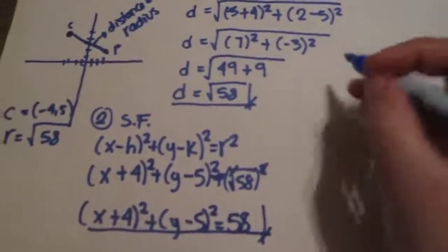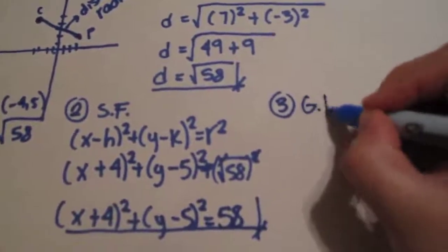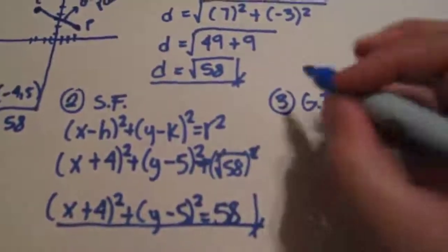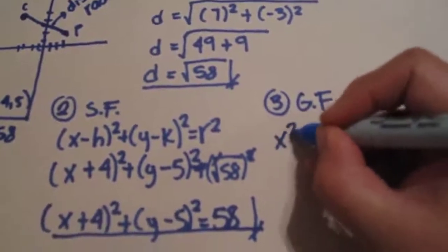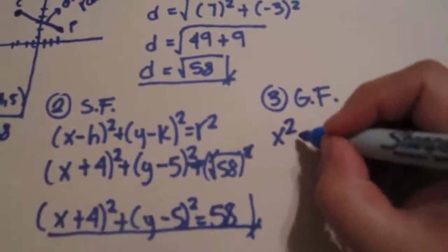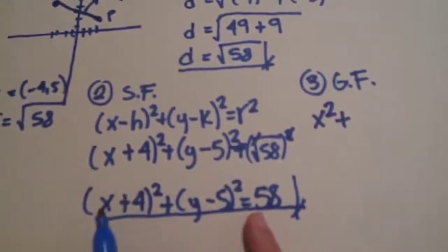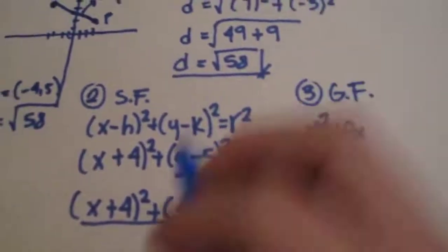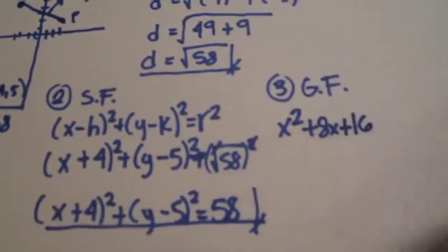Let's see if I have the space here. The third thing is to find the general form. And the general form is about expanding the standard form, and that's it. Remember the rules. First term elevated to the second, x squared. The sign between the terms, and then 4 times x, 4x times 2, 8x, plus the second term elevated to the second, which is 16.